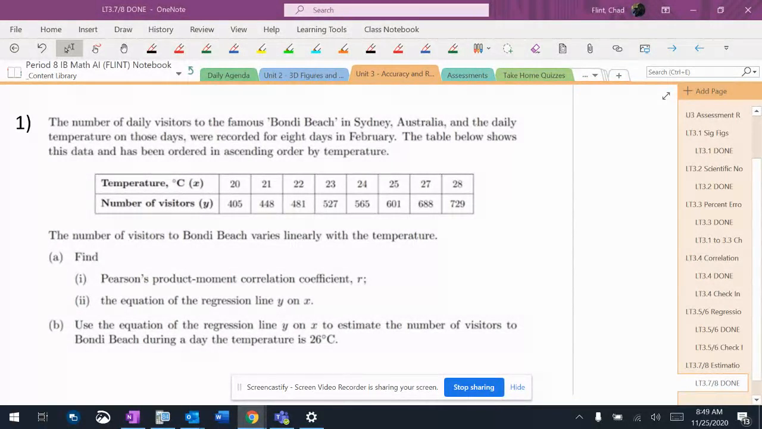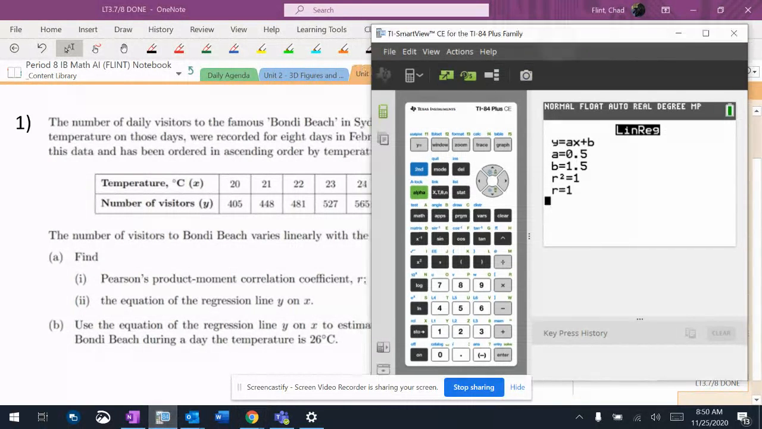So it's going to tell you about it. We've got a beach, the daily temperature recorded, and it shows how many visitors the beach got. So they're comparing the temperature to how many visitors it got. They want us to find the correlation coefficient and the regression equation. So I'm going to take my calculator, just like before.